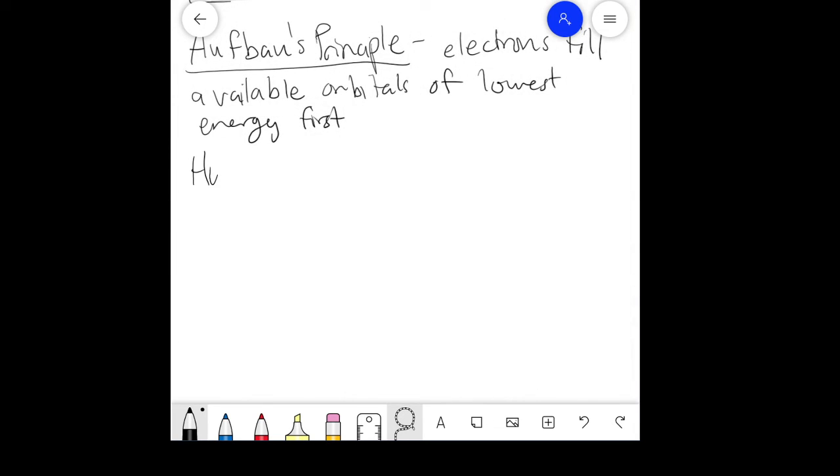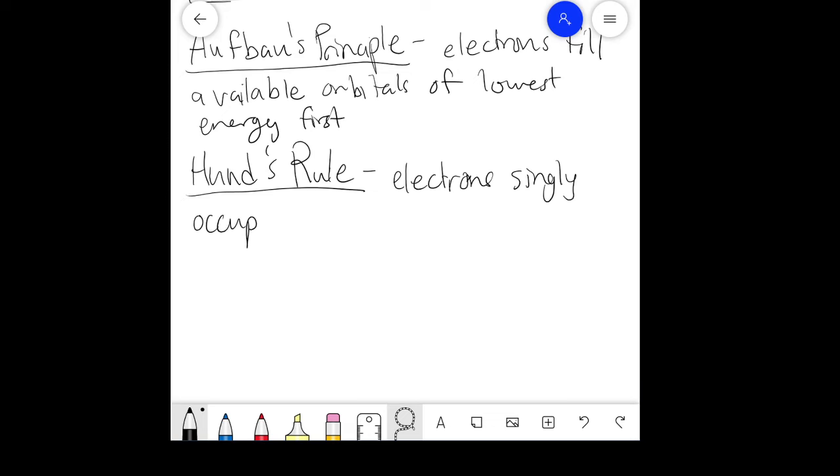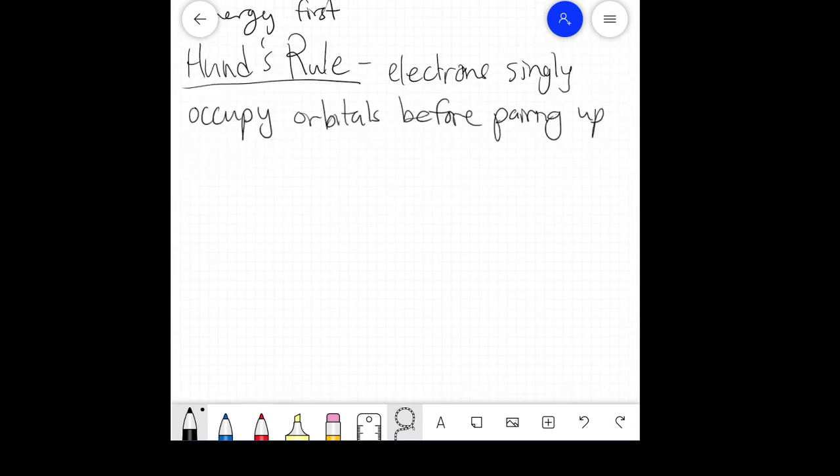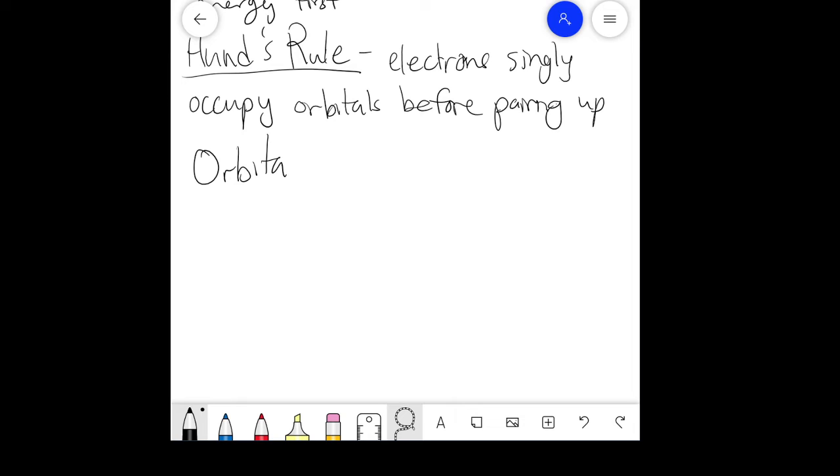There's also Hund's rule, and Hund's rule says electrons singly occupy orbitals before pairing up. So this will be important when we do our orbital filling diagrams.